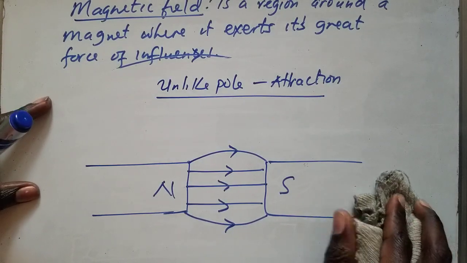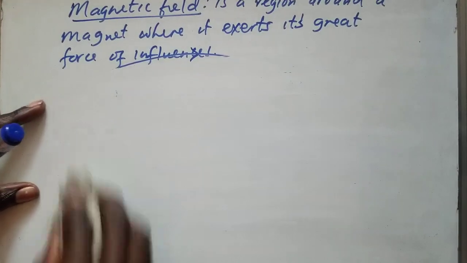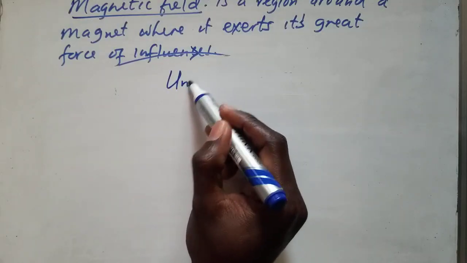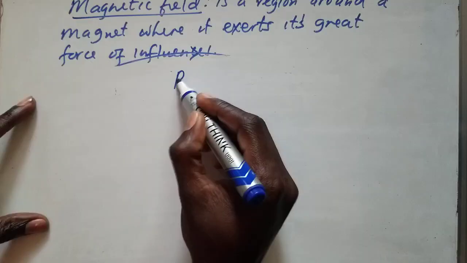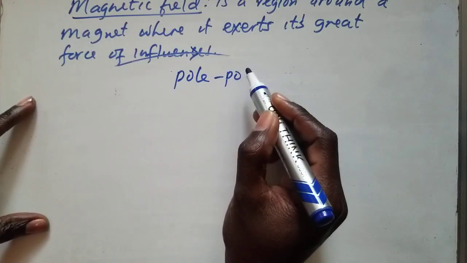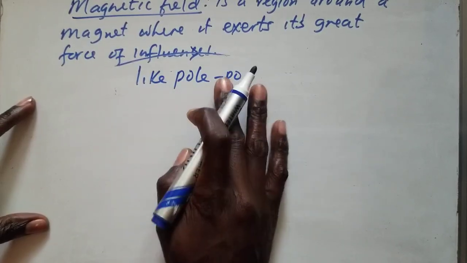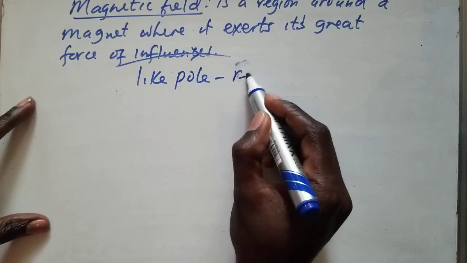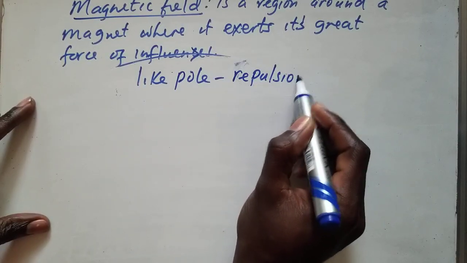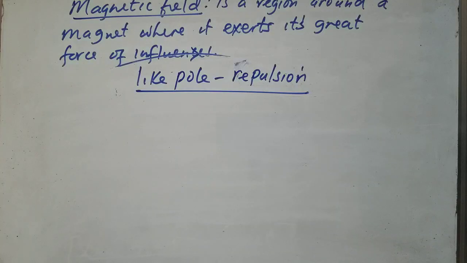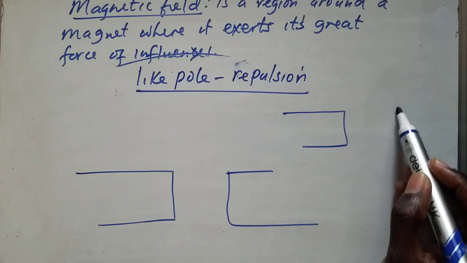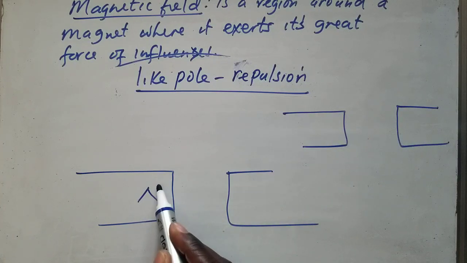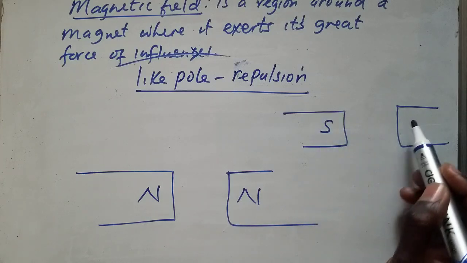Now at some point, you can also have what we call unlike poles. You can also have like poles. Let's use like poles in this case. When they are like poles, you are going to see that there's going to be repulsion. That's the idea that you need to have. So for example, you can have north and north, or maybe south and south. Let me say you have north and north, and there you have south and south.